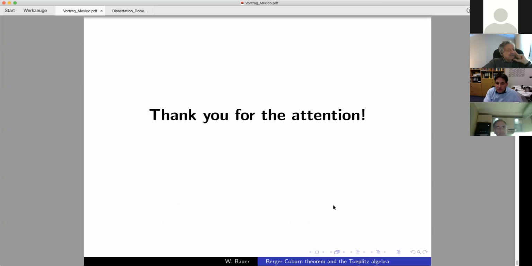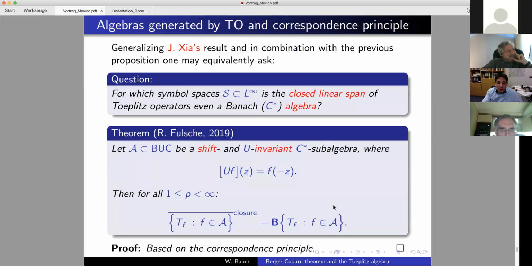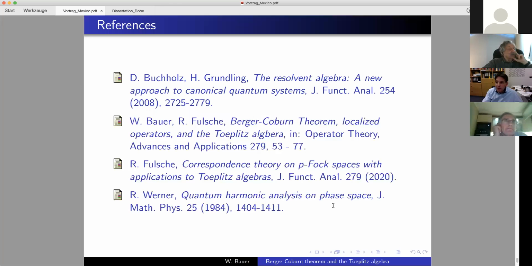How did this fascinating idea of using quantum harmonic analysis appear? How does this appear in the original paper? No, in your work with Robert.